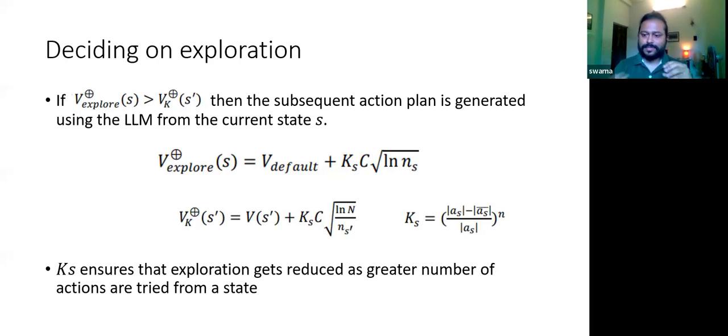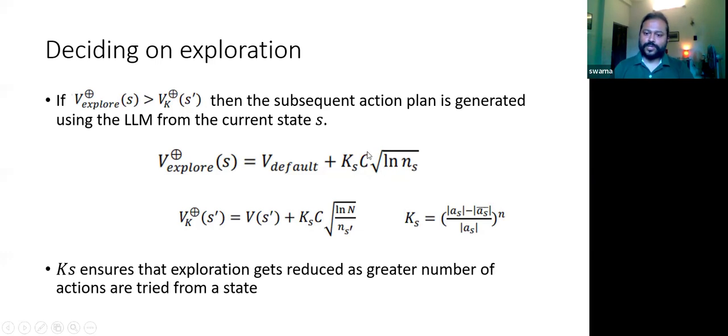And As bar is the number of actions already tried from that state. Let's say you have already tried 100 actions on that state, so there are 100 child nodes. So this As bar will be 100. We are subtracting the number of actions which are already tried from the total number of actions. So this is basically an exploration term.